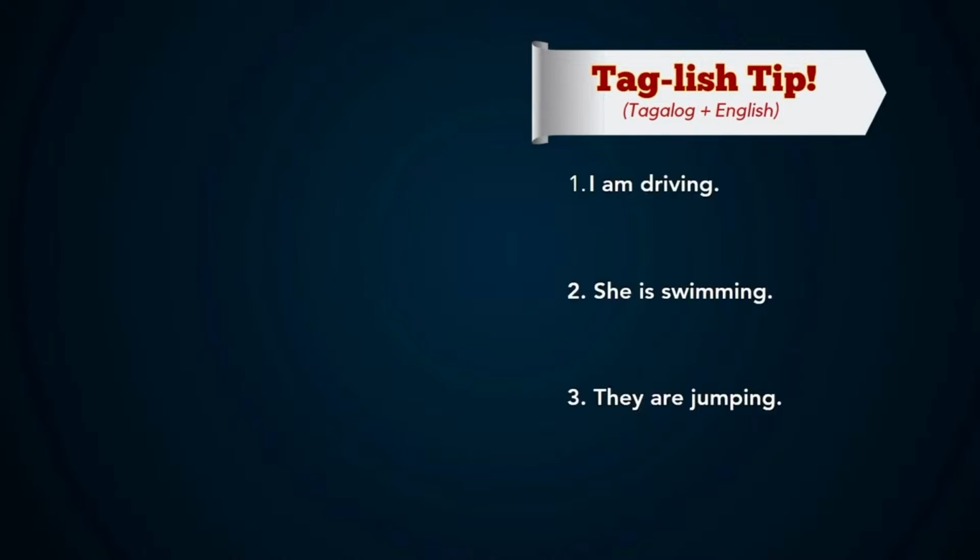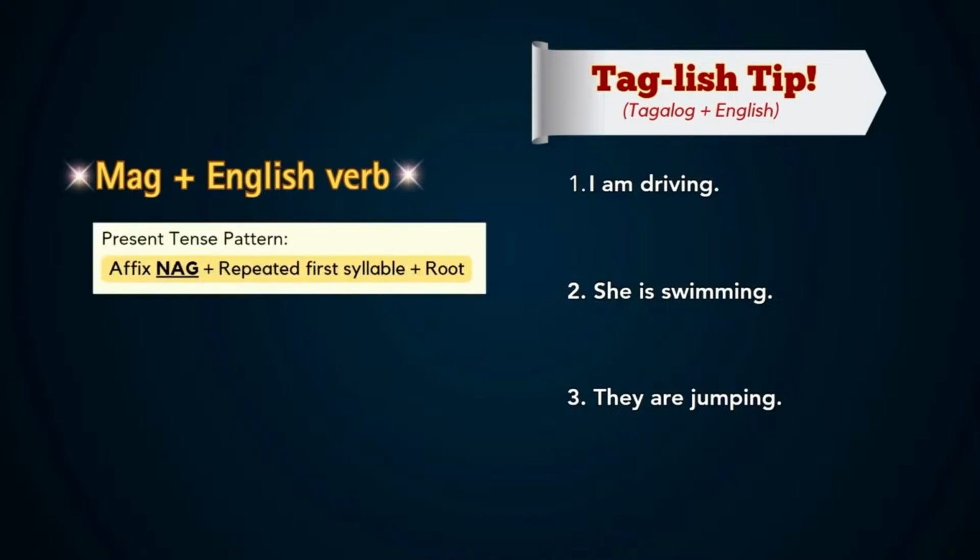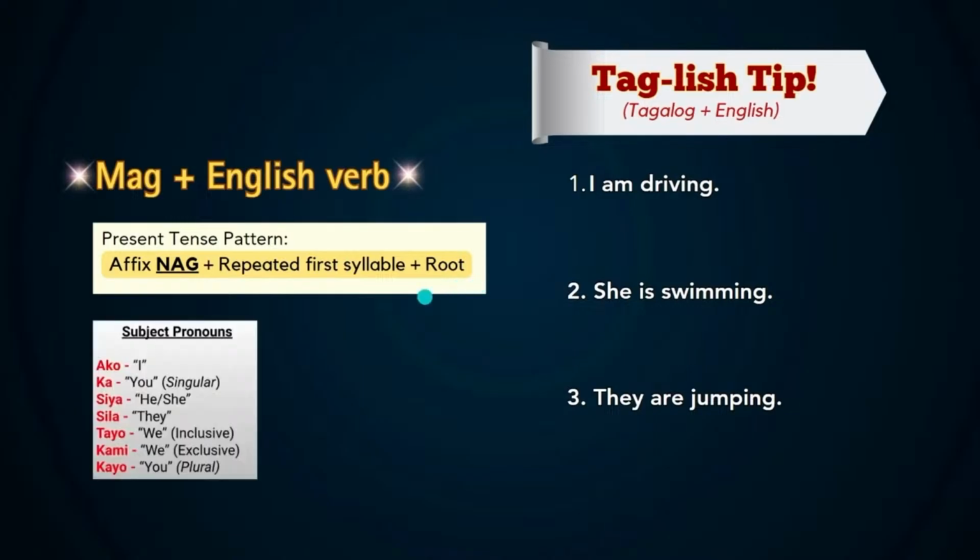So let's take a look at these examples. I am driving. She is swimming. They are jumping. We didn't learn how to say to drive, to swim, or to jump. We didn't learn those verbs. But you could always turn them into a mag verb. So mag plus the English verb. And then you could just conjugate it in the present tense using the pattern we learned. Affix is nag, then there's a repeated first syllable and then the root, and then use the subject pronouns like we learned.